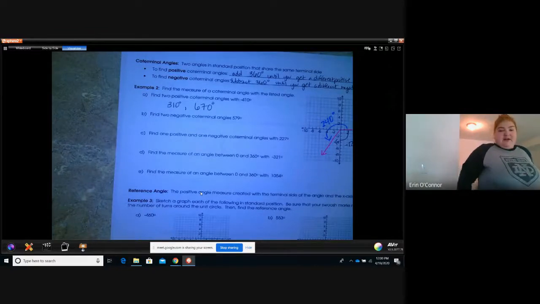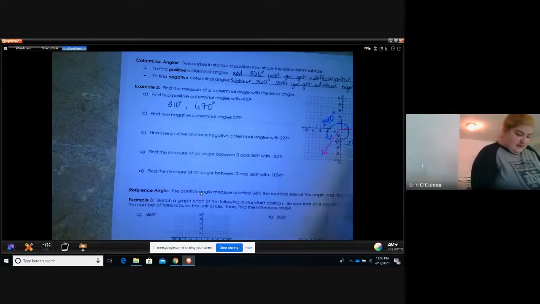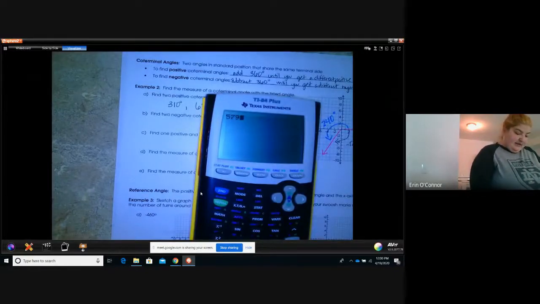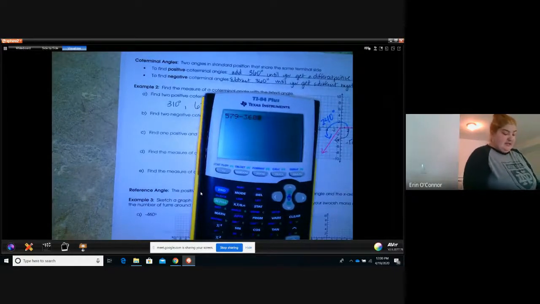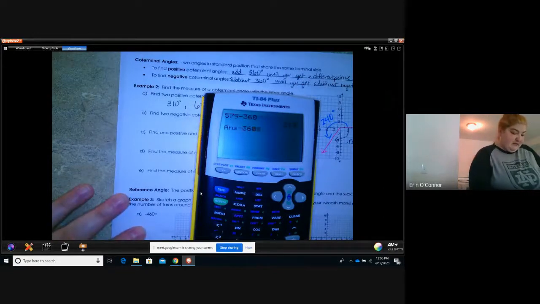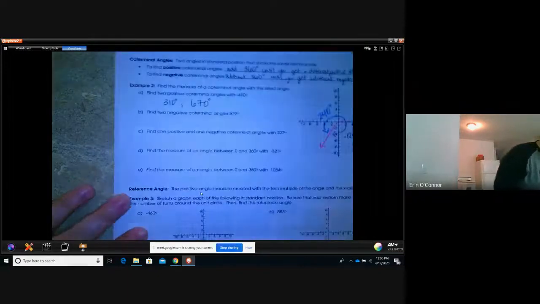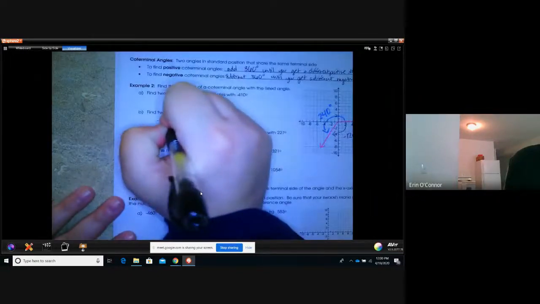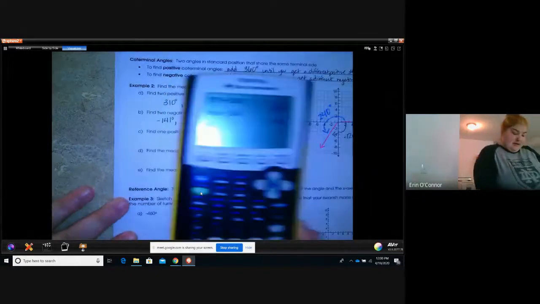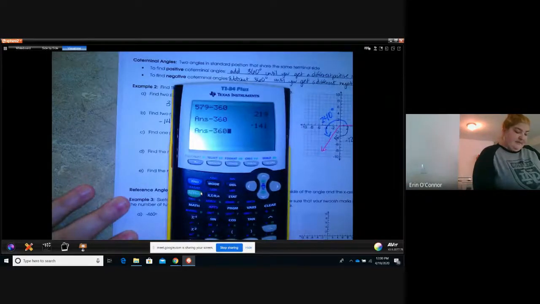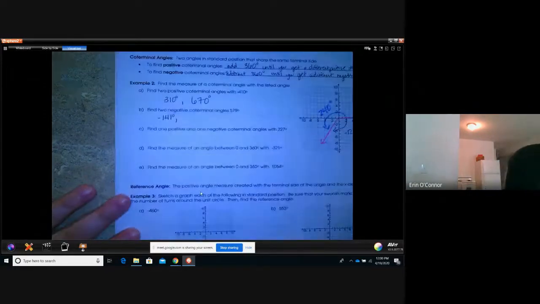Now we need to find two negative coterminal angles. So, and it's 579. So we're going to start with 579, and since it's negative, we're subtracting 360. We got 219. That's not negative. Keep subtracting. We got negative 141. So negative 141. And we got to get 2, so let's subtract it again. Negative 501.